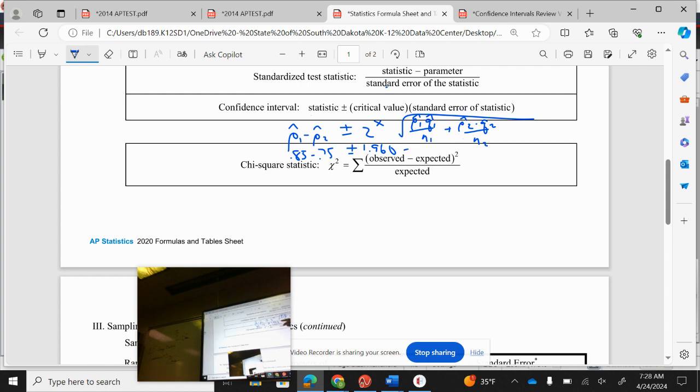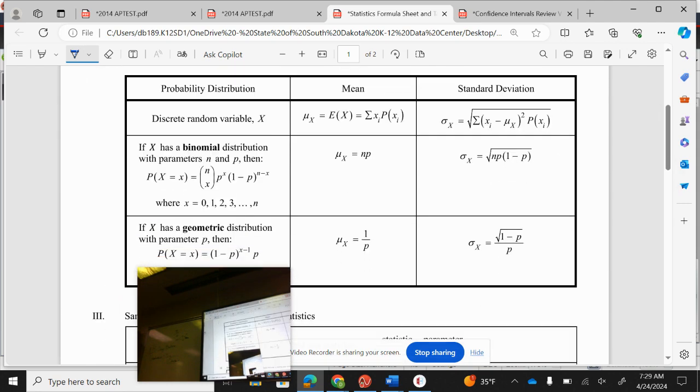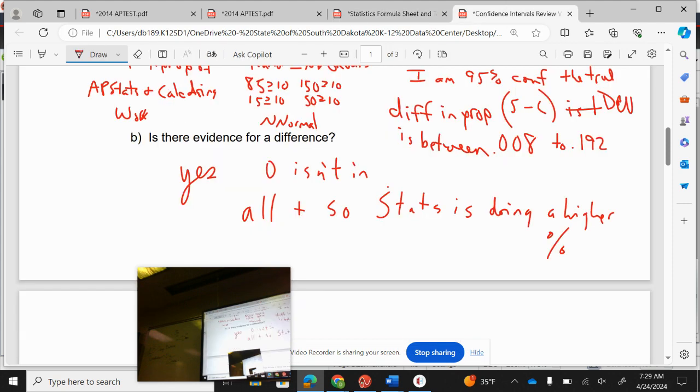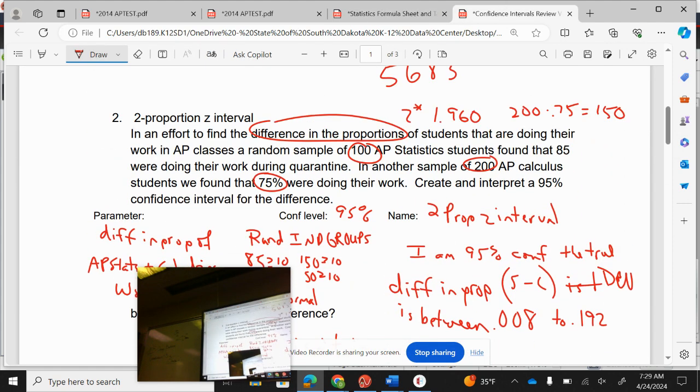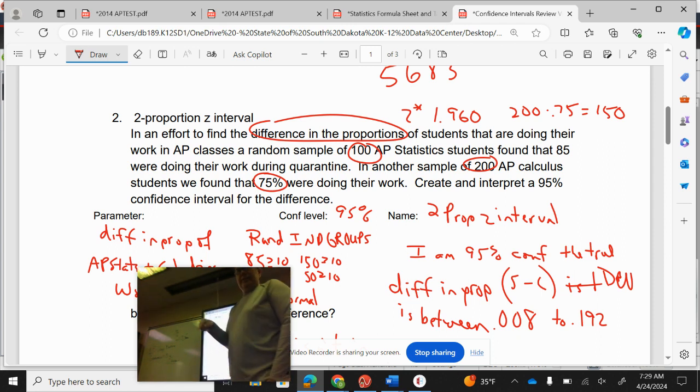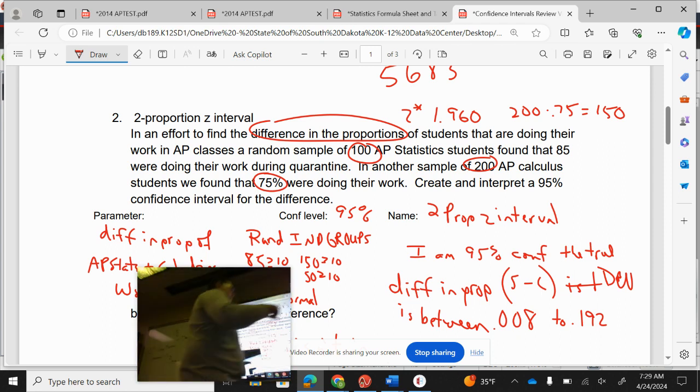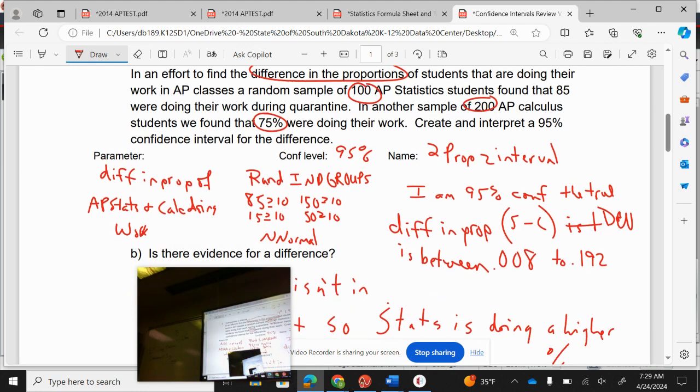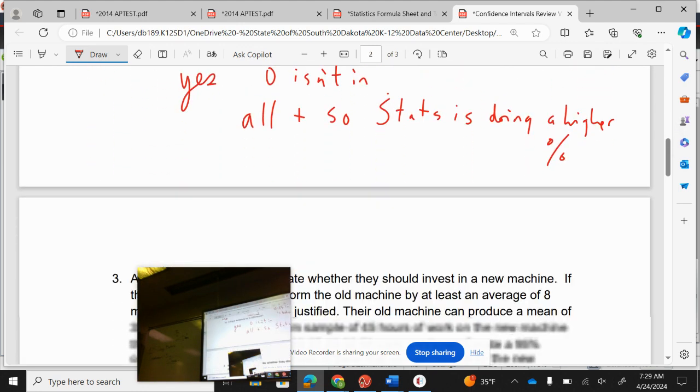So if we fill this in, I'm running a little bit out of room, but it'd be the square root of 0.85 times 0.15 over 100 plus 0.75 times 0.25 over 200. Again, all that gets covered on your question when you say 2 prop Z interval. So I wouldn't do that. Hopefully these formulas are making a little more sense. Getting where to look at that formula sheet.